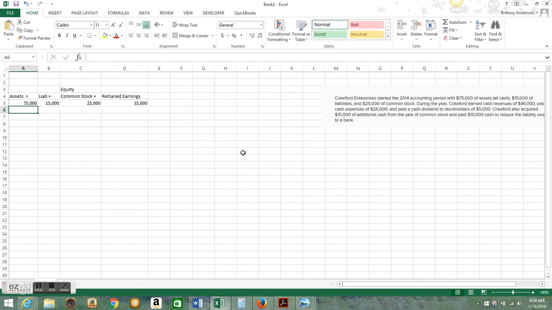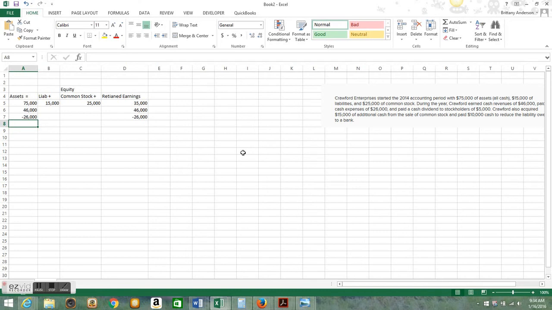And then it's telling me that we earned cash revenues of 46,000. So we know that we are going to increase our cash as well as increasing our retained earnings, because if we're earning revenue, we're going to increase our retained earnings. And then we paid expenses of 26,000. Again, that affects my retained earnings. Okay? So hopefully this has given you a place to start with this problem.